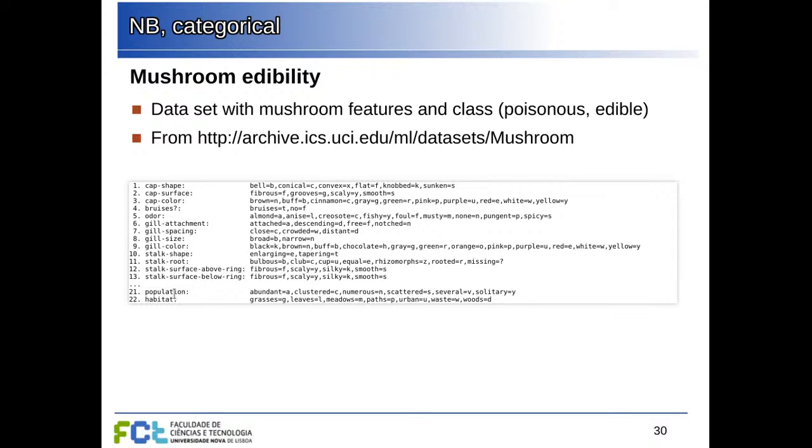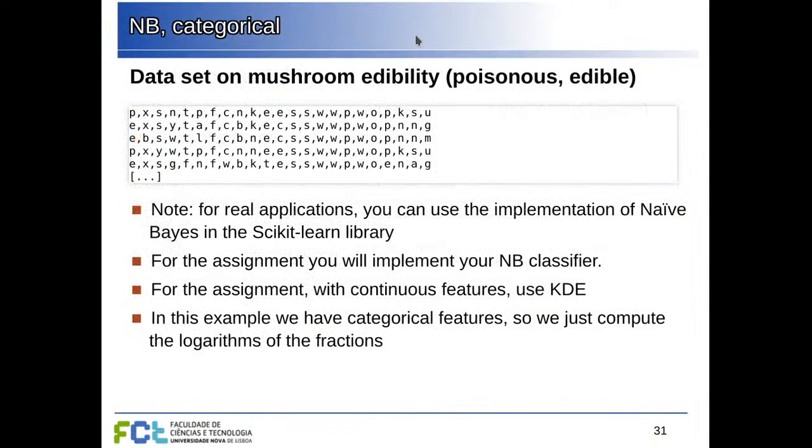So you see all the features are categorical, and they are the description of the shapes of the mushroom. We have 22 features for each mushroom, and we have 2 classes. The mushrooms can be edible or poisonous. And we want to train a naive Bayes classifier to distinguish between the 2 classes.